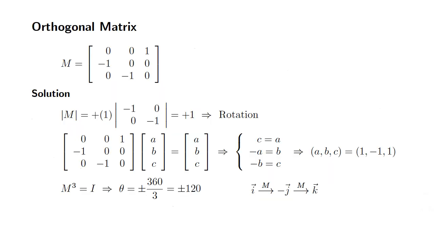So we know that therefore M is a rotation about the direction vector 1, negative 1, 1 by negative 120 degrees. That's it. I hope that this was clear.